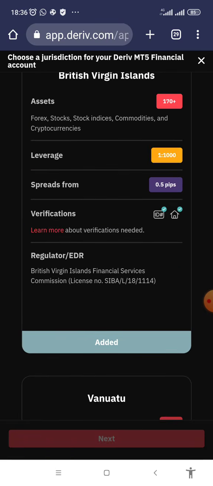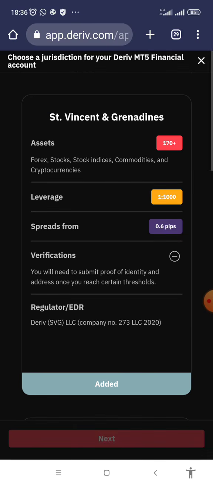So you could have an account with DERIV, but you don't know where that account is being hosted. Today, you will be able to know, because the information is right there in your broker for you to know. Some brokers, you will not get that information.